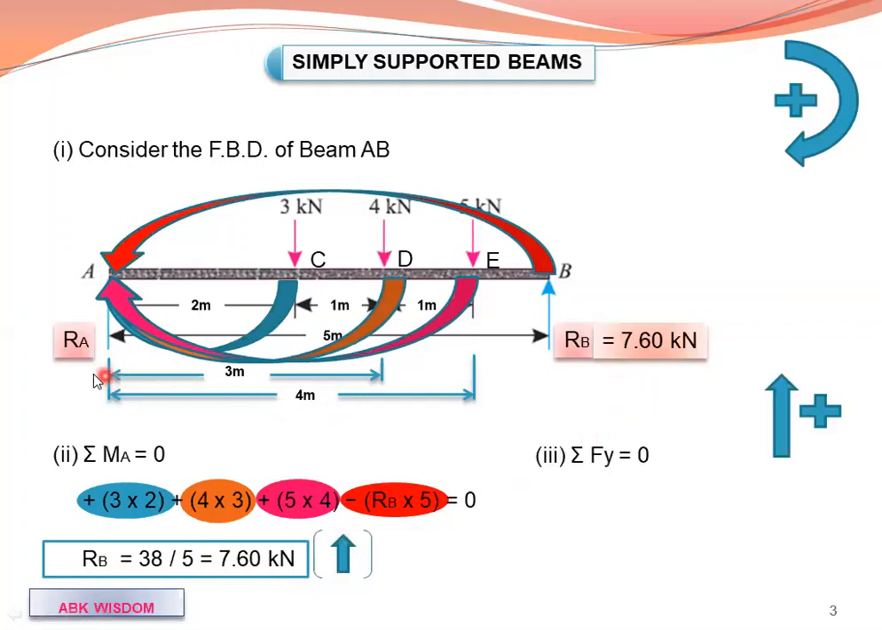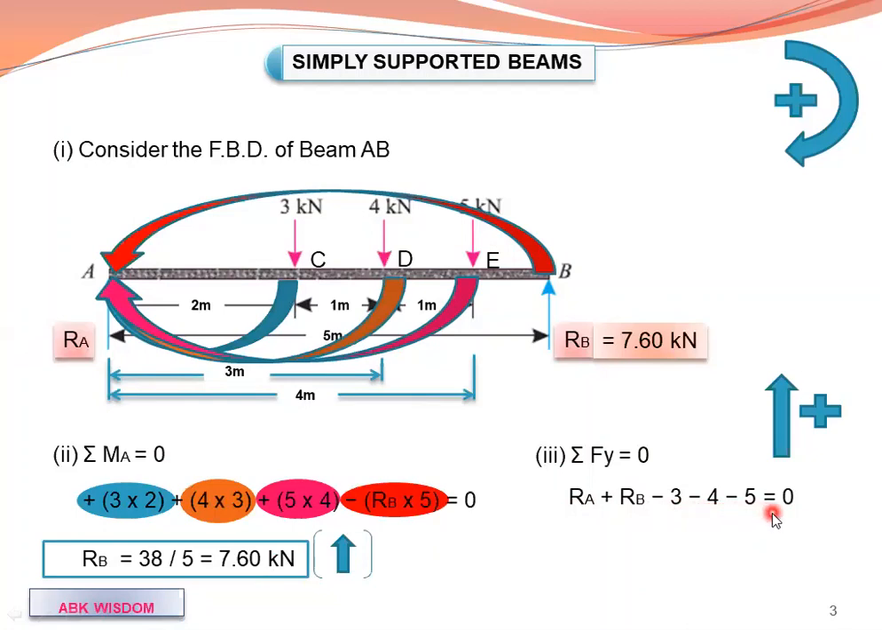Next step is using the another equation of equilibrium, that is sigma Fy is equal to 0, assuming vertical force is positive. We are going to find the other unknown, that is RA. That is, we'll take all the algebraic sum of vertical forces. RA and RB are the two forces which are acting vertically upward, hence positive sign has been considered. Whereas 3 kilonewton, 4 kilonewton and 5 kilonewton, these three forces are acting downwards, hence it will be represented using negative signs.